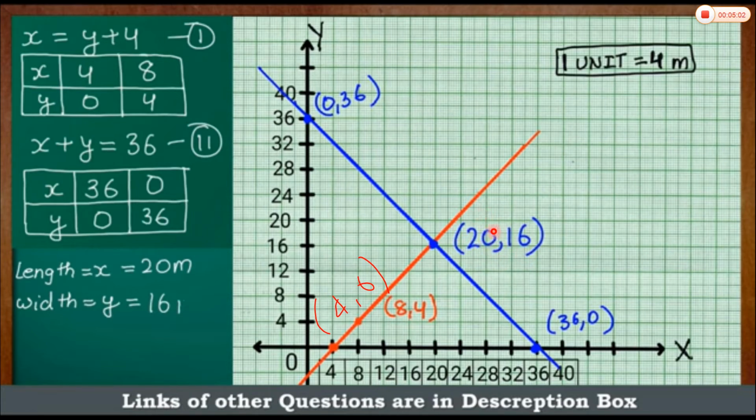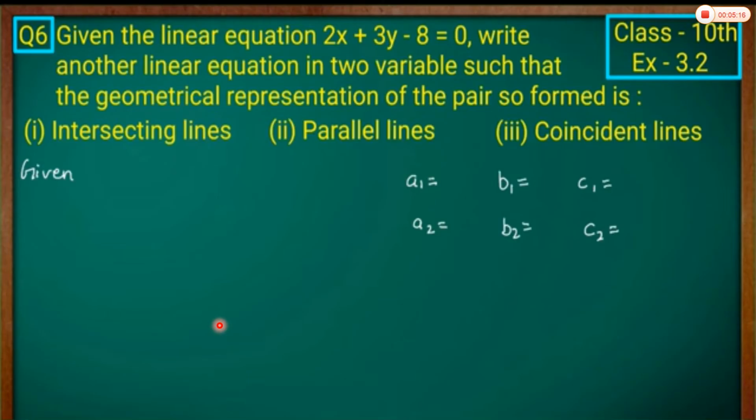So we let x be the length of the rectangle and y be the width of the rectangle. So the length of the rectangle is 20 meter and the width of the rectangle is 16 meter. This is your answer. Next, let's move to question number 6.